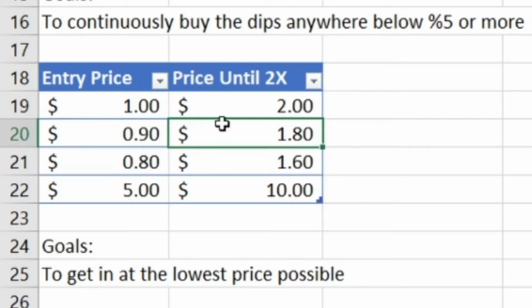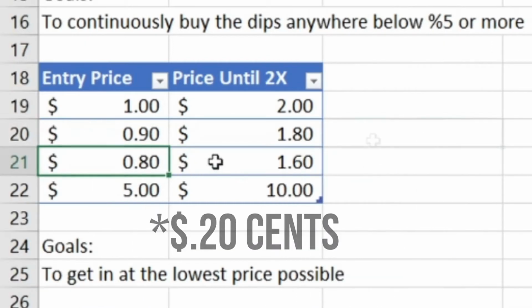If my entry was $1, it would take me a whole dollar, 1 to 2, to 2x my money. But if I got in at 90 cents, it wouldn't take a whole dollar movement. To get to $1.80, that's 10 cents less than a whole dollar movement. And if I got in at 80 cents, that's 40 cents less than a whole dollar movement.